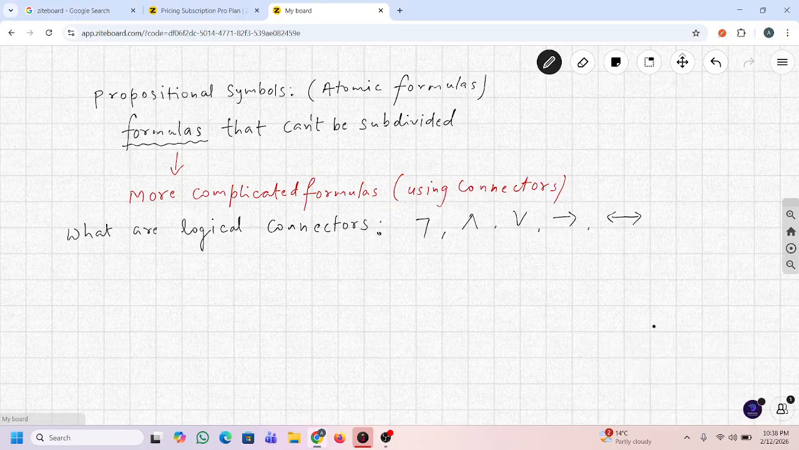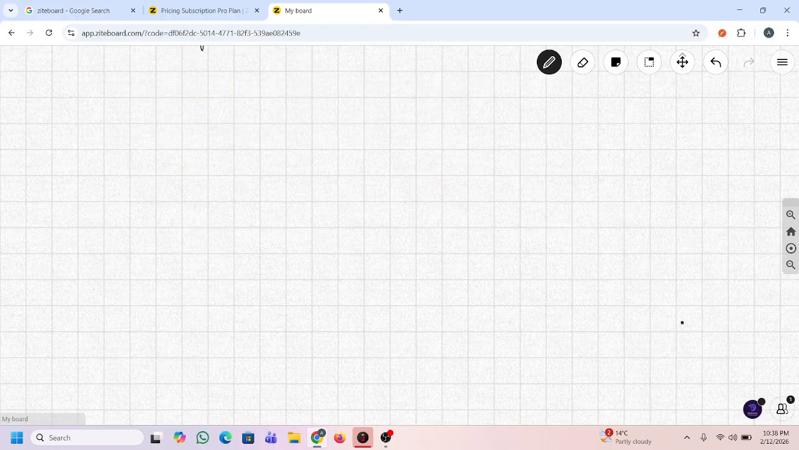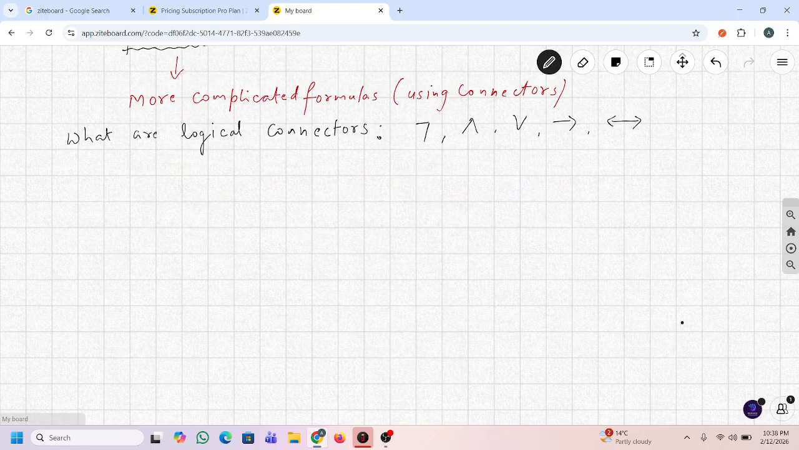Now see, when we are talking about formulas, we must know what we call a formula. Let us say a single symbol is written. Is it a formula? Yes, it is a formula. Negation of A, is it a formula? Yes, it is a formula. Negation of B implication C is also a formula. Why? Because these two symbols are connected via a logical connector.